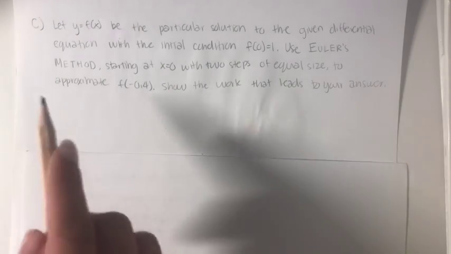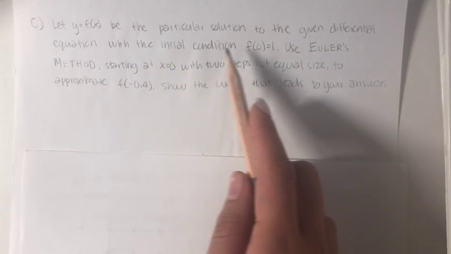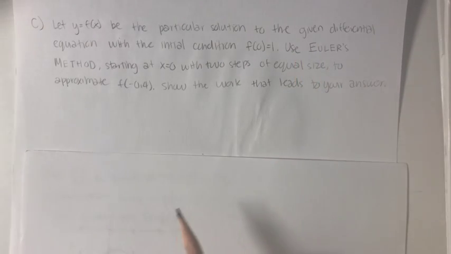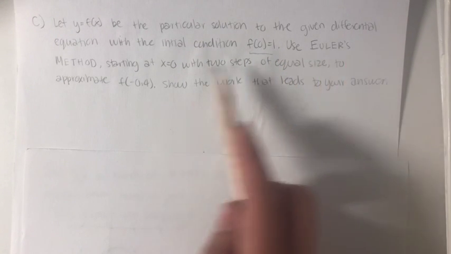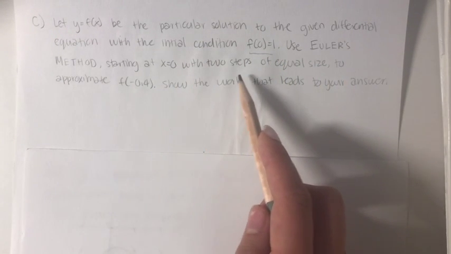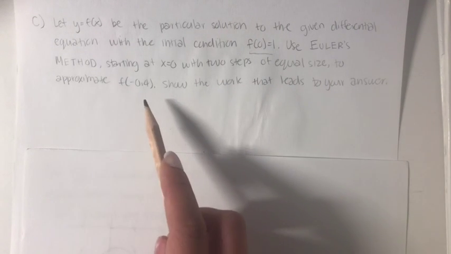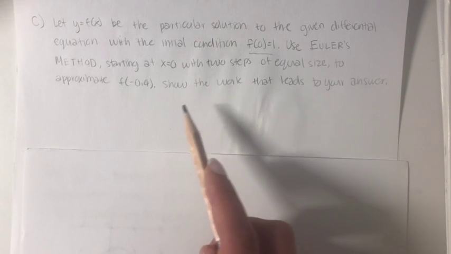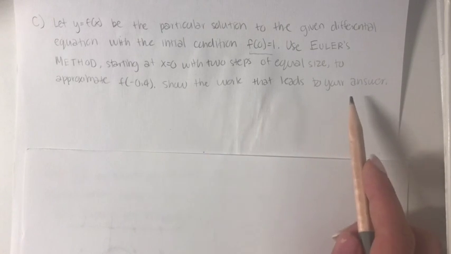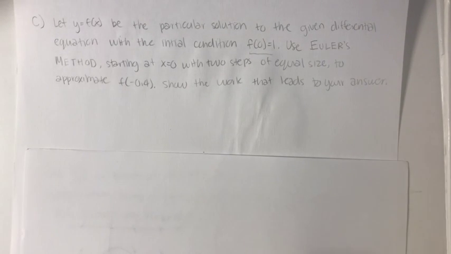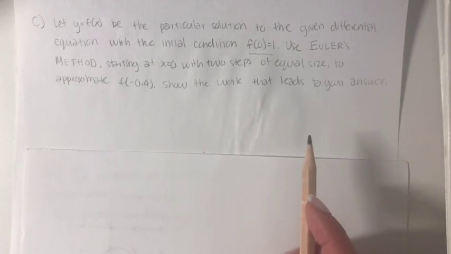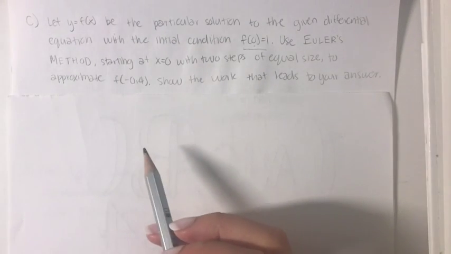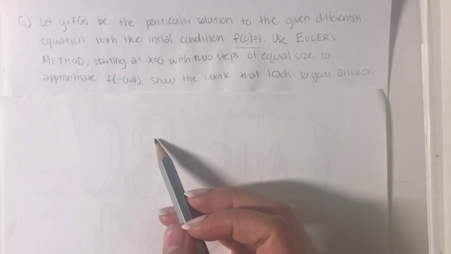Part C says, let y equals f(x) be the particular solution to the given differential equation with the initial condition f(0) equals 1. Using Euler's method, starting at x equals 0 with two steps of equal size, approximate f(-0.4). Show the work that leads to your answer. Now, a first common mistake for this question is pronouncing it "Euler's" method instead of "Euler's" method. Never do that again. Now that we got that out of the way, let's start with the actual problem.